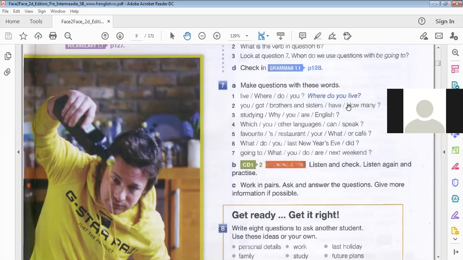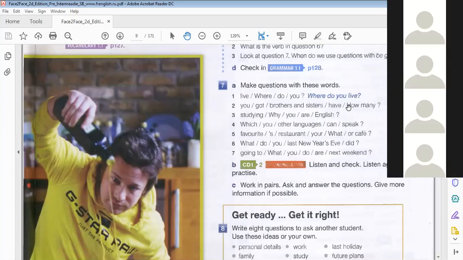Let's see, maybe Abdullah. Would you like to try, Abdullah? Number 2. How many? Can I try again? Okay, try again. How many brothers and sisters have you got? All right, that's it. How many brothers and sisters have you got? Okay, what about number 3? Let's see.